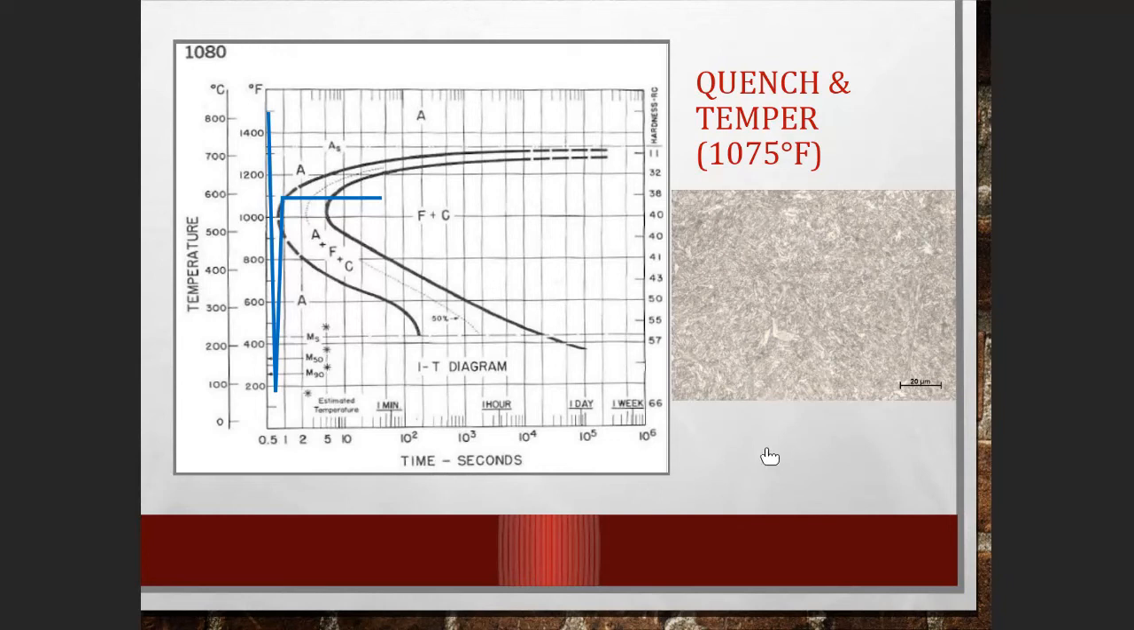And you can tell it's tempered martensite because it has a fuzzy appearance. The needle-like structure isn't as distinguished or defined as the previous slide. So that would be how you would achieve a tempered microstructure.